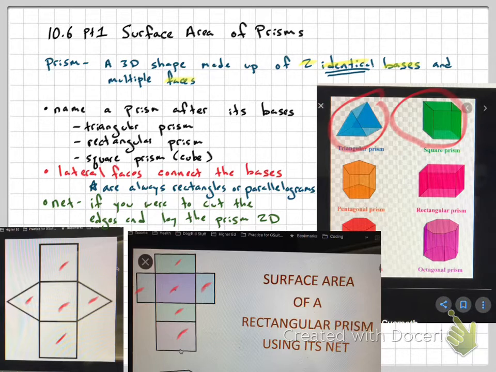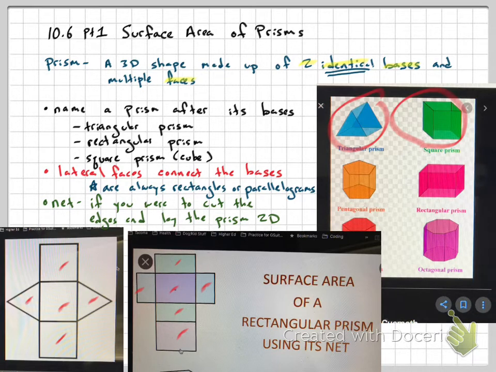So, a quick review here. A prism is a three-dimensional shape that always has two bases, and the number of faces is determined by the number of sides that one of those bases has. Both bases are always congruent. We name a prism based on the number of sides its base has.